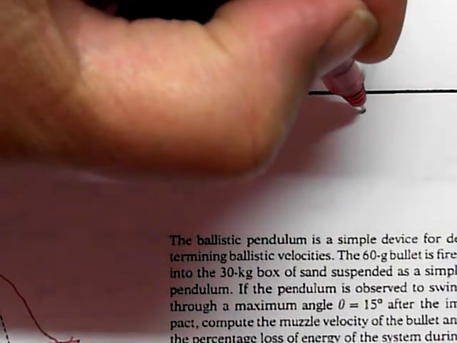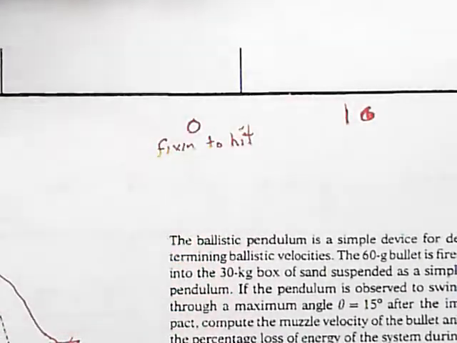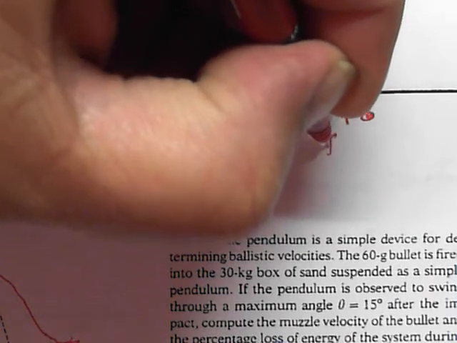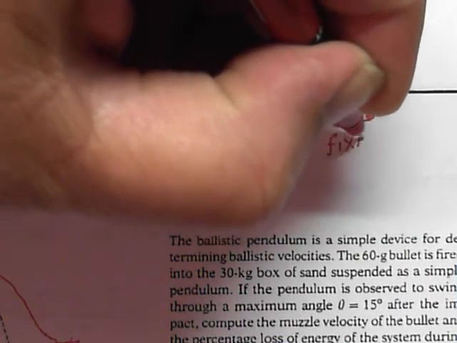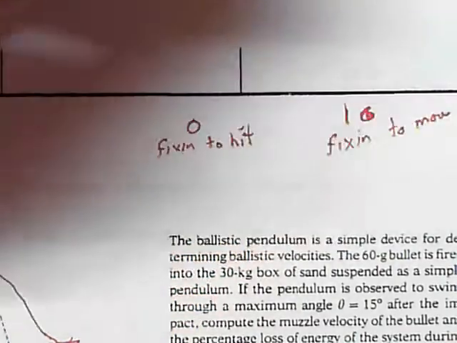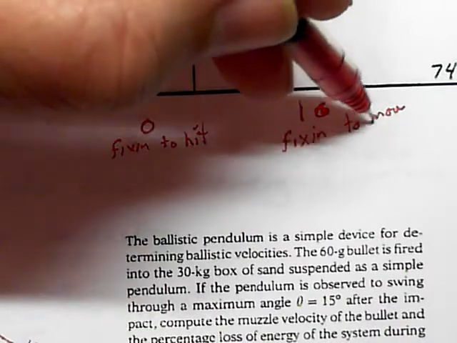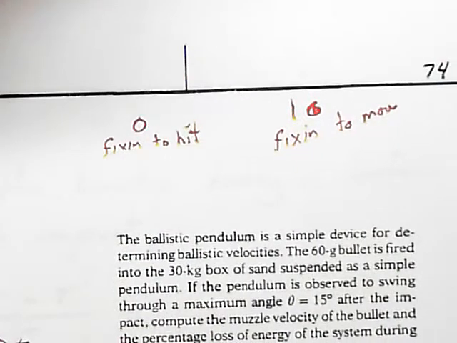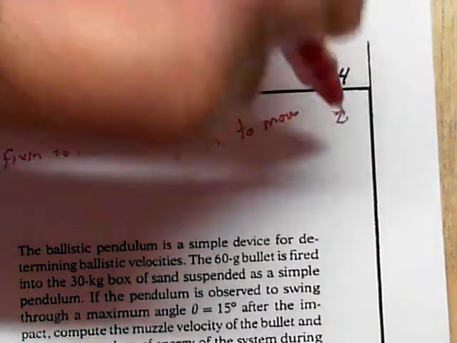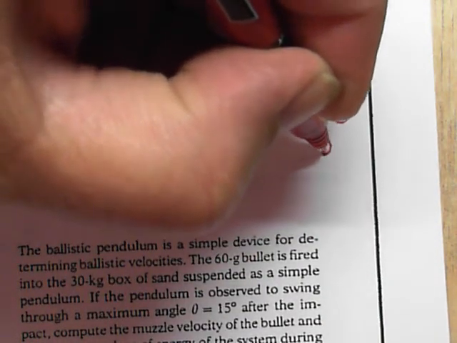There's a state 1, in which the box and the bullet are fixing to move. They've just acquired some velocity, the box has, and they're fixing to move, but they haven't moved yet. They haven't acquired any height. Then there's a state 2 where the box swings to a stop.